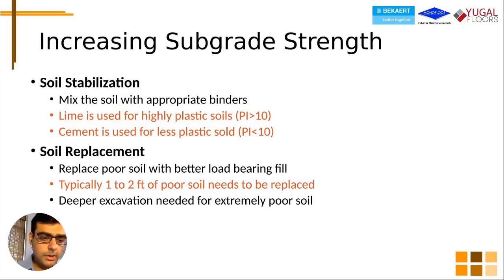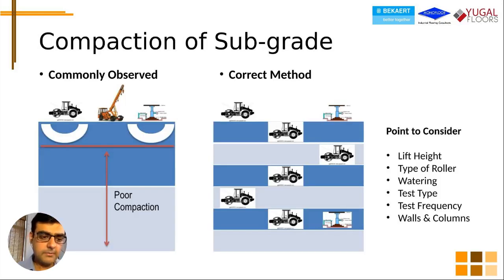So now what do we do if the subgrade is not of good quality? There are two things we can do. We can either stabilize the soil using cement or lime. They are known as binders. Or we can replace the top 1 or 2 feet of the poor soil with a better material. If the soil is really bad, you might have to go more than 1 or 2 feet. Again, the ones highlighted in red are the recommendations given by TC09.